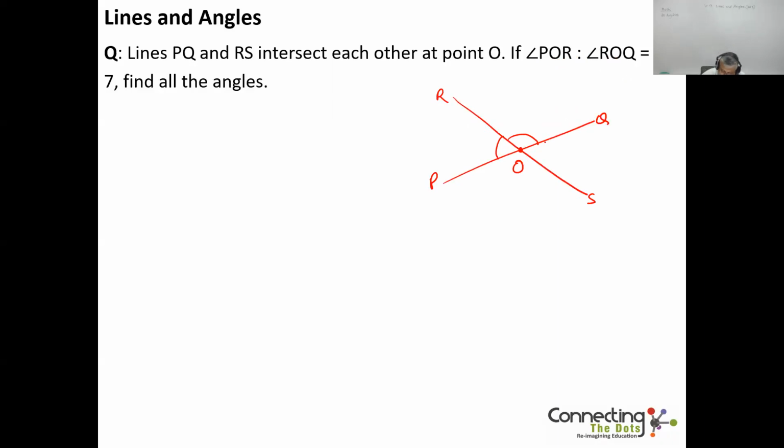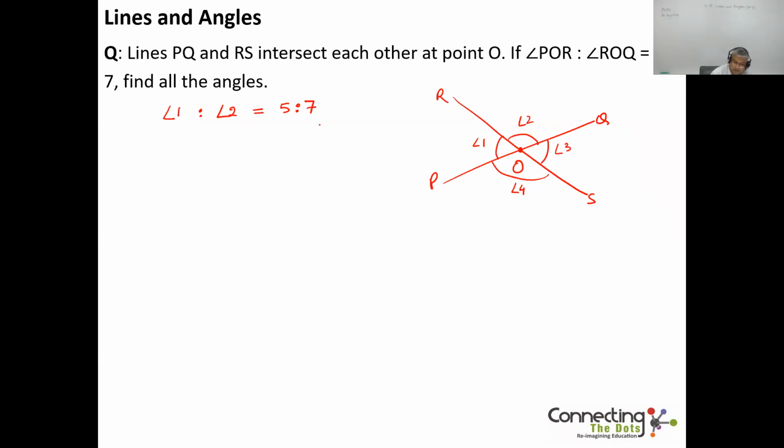So before we do anything, let's mark our angles. This is angle 1, this is angle 2, this is angle 3, this is angle 4, because it's much easier to work when we mark those angles. All right, now, what is given? Angle POR, that is angle 1, is to angle ROQ, angle 2, in the ratio 5:7.